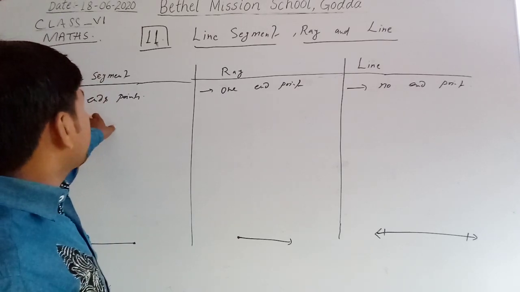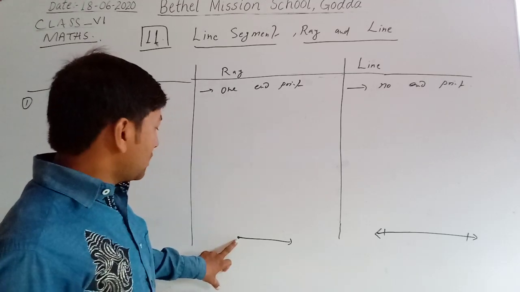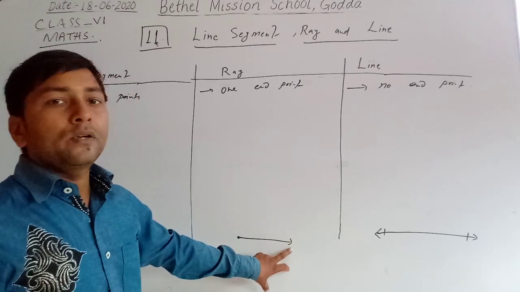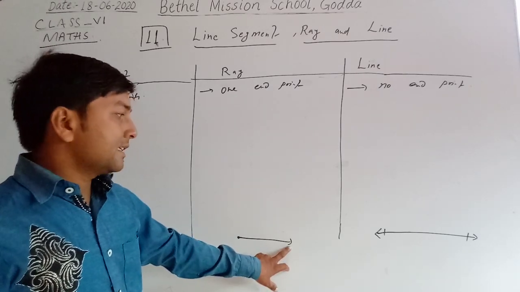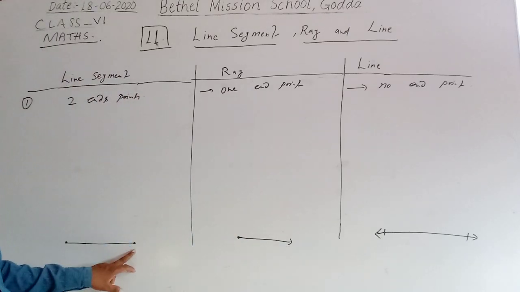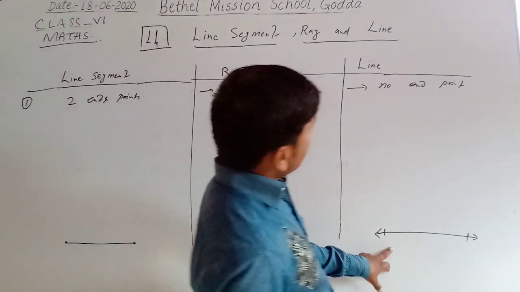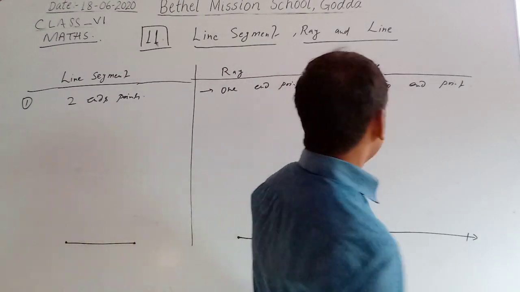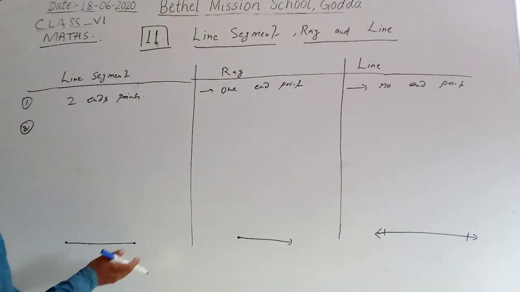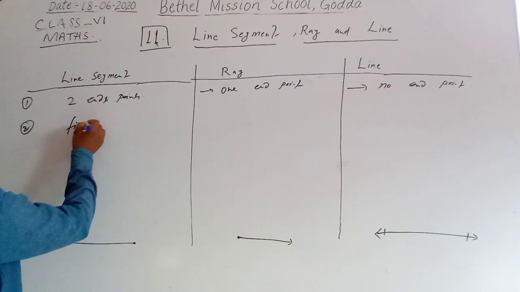The line segments has two end points. Ray has one end point. Only this is end point. Symbol of end point, this type. This is not the end point. This is the symbol of arrow. So this is not the end point. This type is end point. Line segments has two end points, ray has one end point, and line has no end points. And now the second difference is line segments has fixed length.